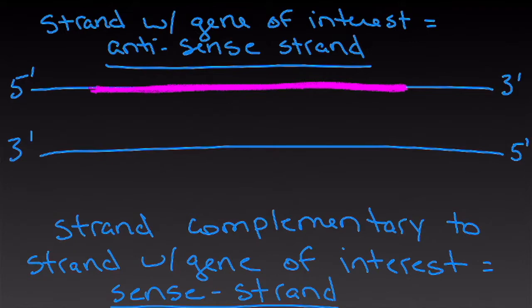I'm going to make the joke. I just can't help myself. That doesn't make any sense. Kind of seems like the strand that has the gene of interest should be the sense strand, not the anti-anything strand. So let's pick that apart and make it make sense.